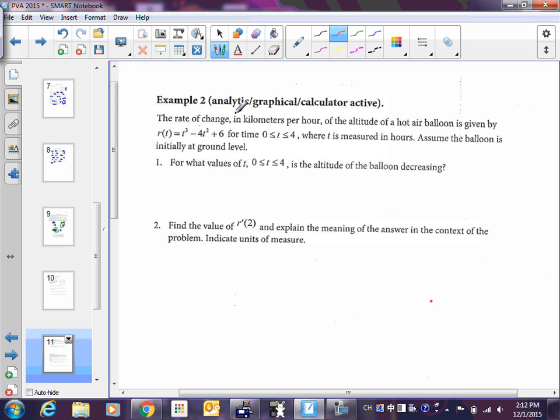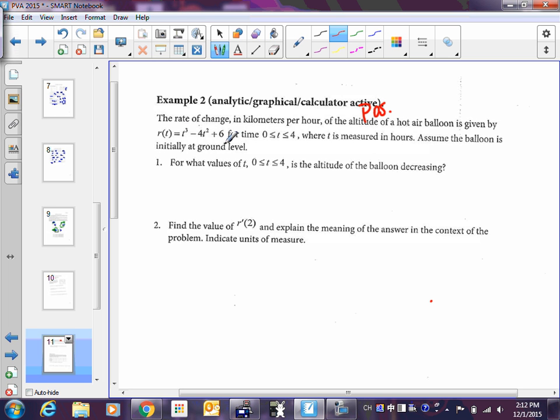It says the rate of change in kilometers per hour of the altitude of a hot air balloon is given by this equation. T is measured in hours, assuming the balloon is initially at ground level. Okay, here are the words I did not hear: position, velocity, and acceleration. I didn't hear any of those words. We have to figure out what's implied. Altitude would be like your position.